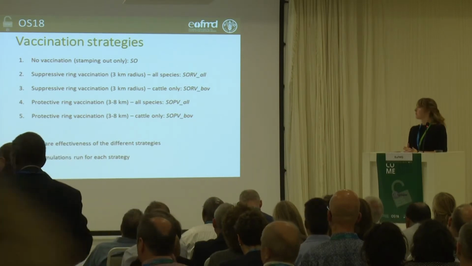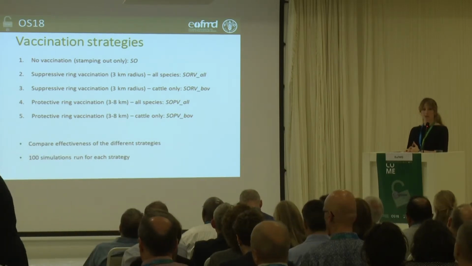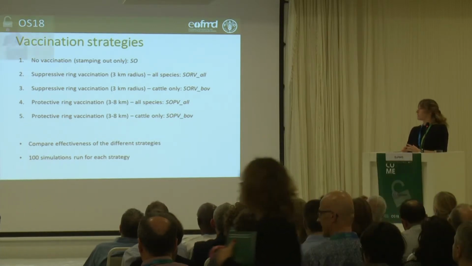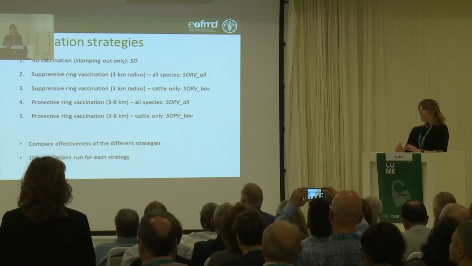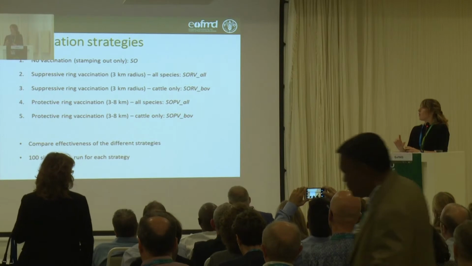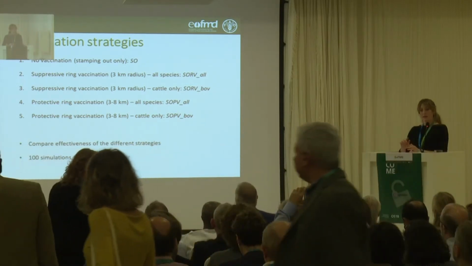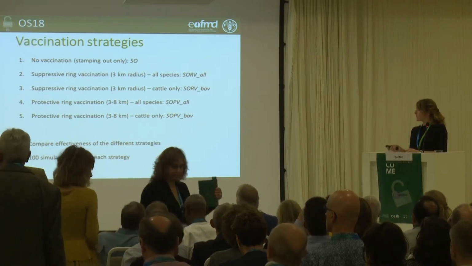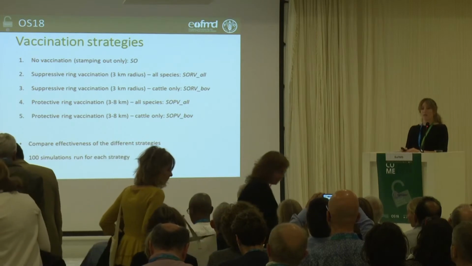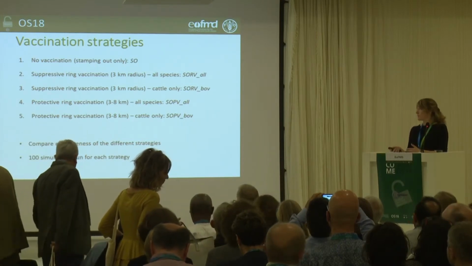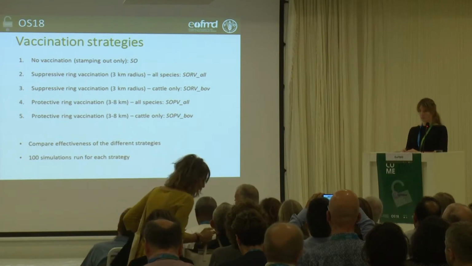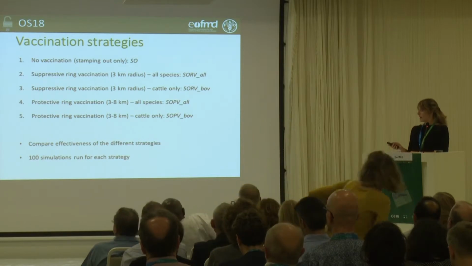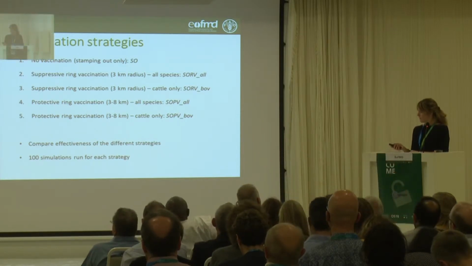Then we will consider protective ring vaccination around the infected holdings, but in this case we are not vaccinating the 3 kilometer area, but we are vaccinating in a donut shape, let's say, with an inner radius of 3 kilometers and an external radius of 8 kilometers. And we are going to vaccinate all the species. And then the last strategy would be the same as the fourth strategy, but only vaccinating cattle. So we are going to compare the effectiveness of these strategies, and 100 simulations are going to be done for each strategy.